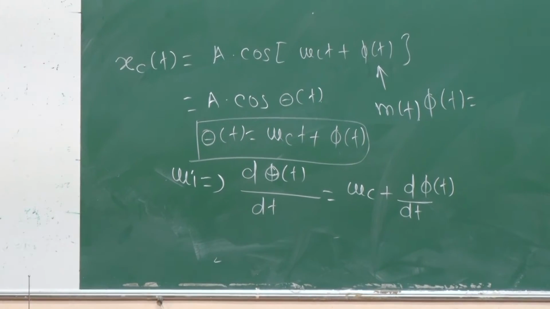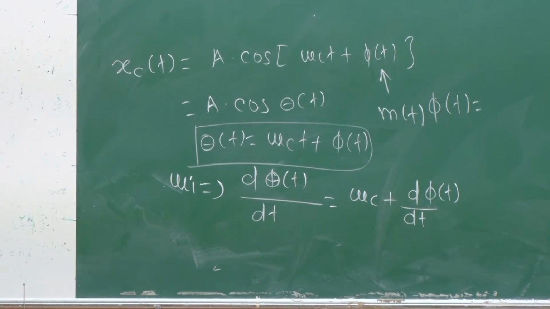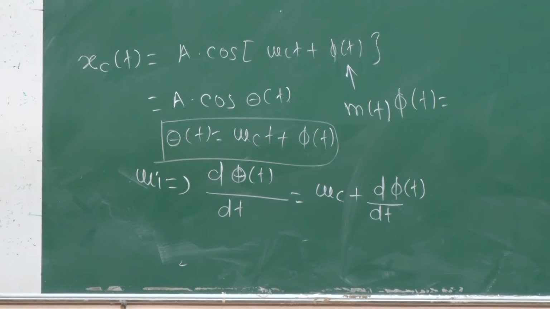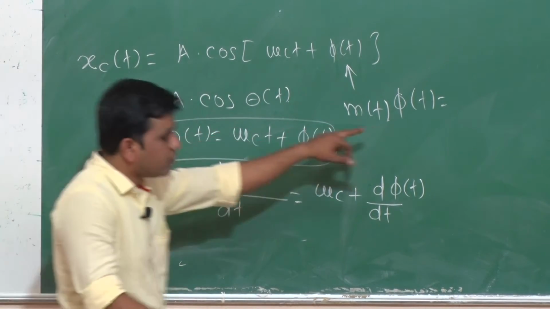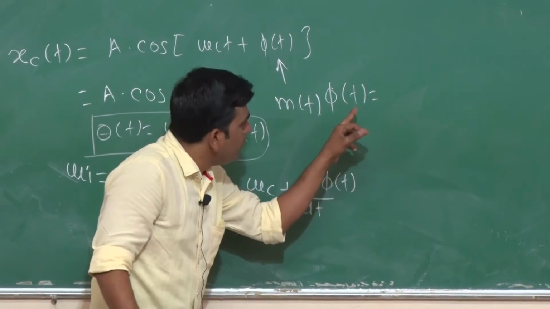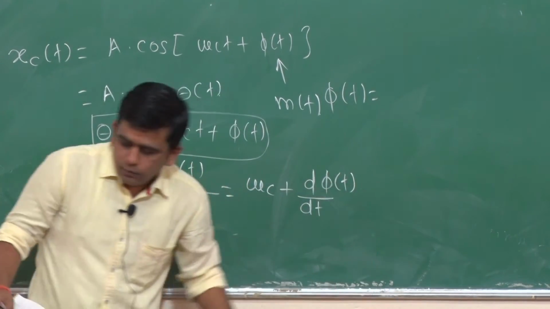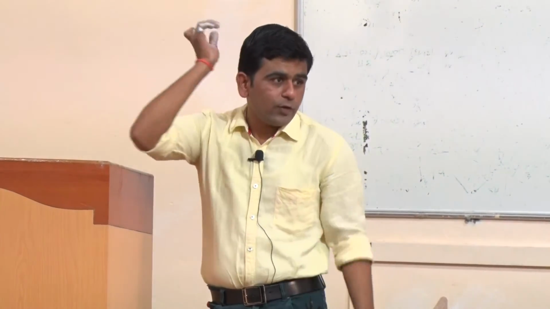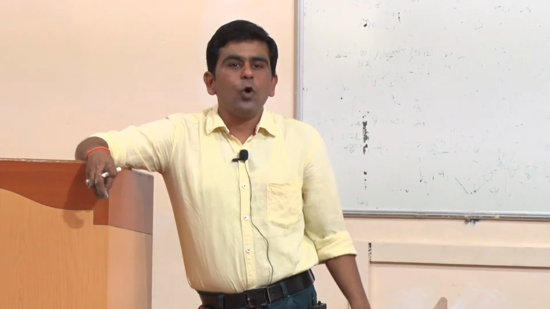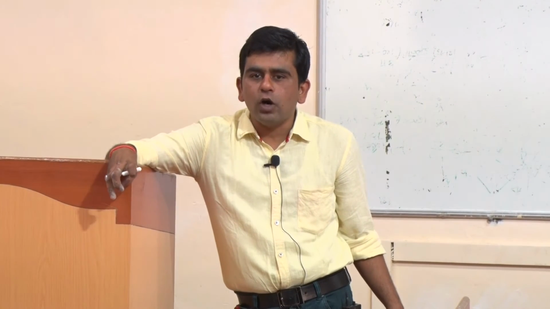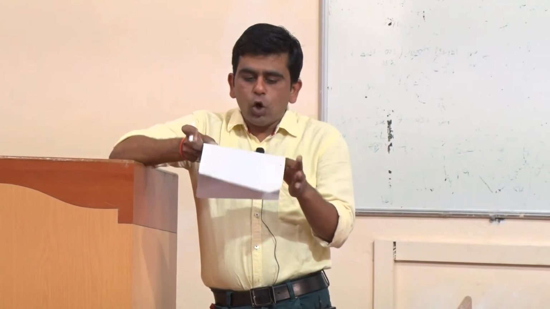This x of t, which is having the angle phi of t, is either a phase modulated system or frequency modulated system. It will be decided by this phi of t. Phi of t is nothing but instantaneous phase deviation. When we take a derivative of this phi of t, we will get instantaneous frequency deviation. So when phi of t is equal to constant, we will get omega i is equal to omega c.